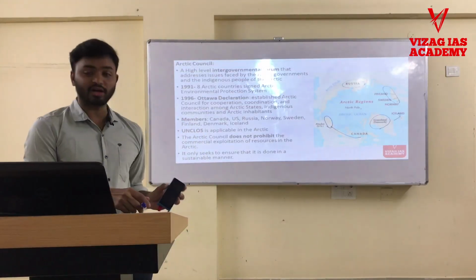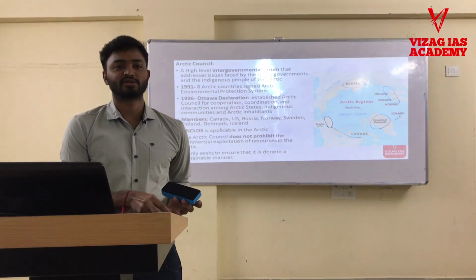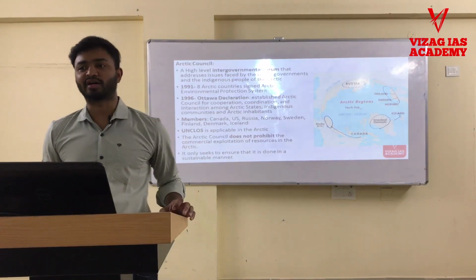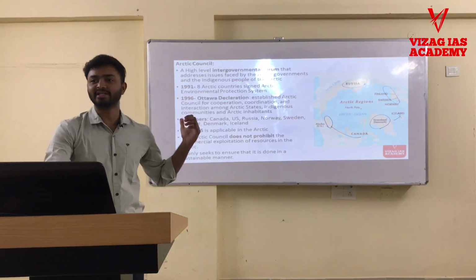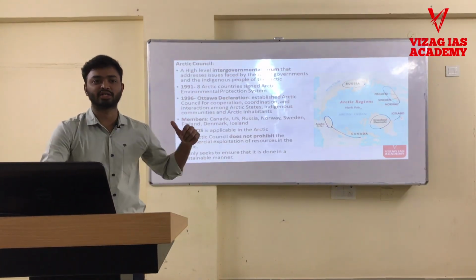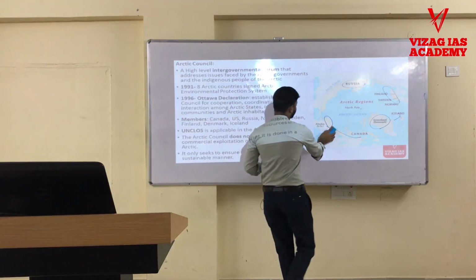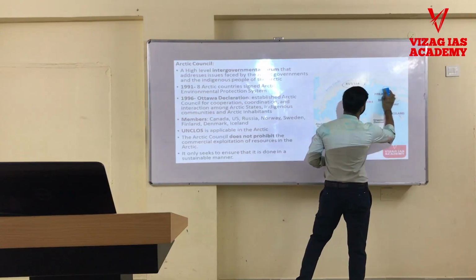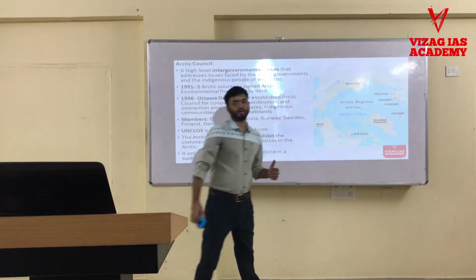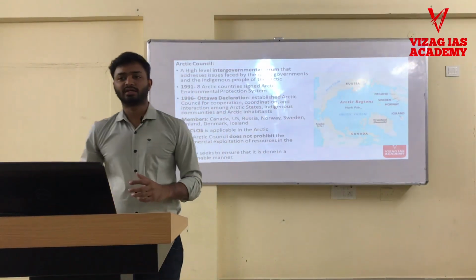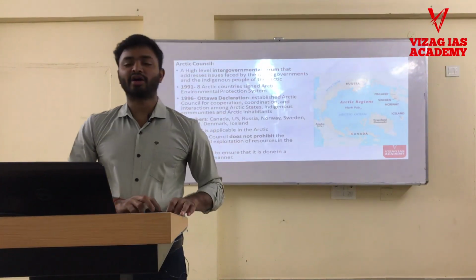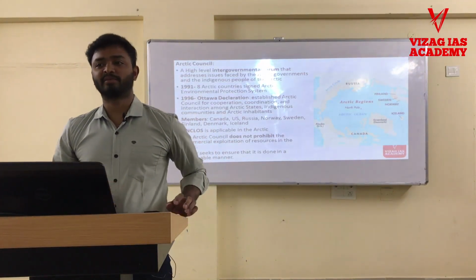This question has already been asked in prelims: which among the following countries are part of the Arctic Council? These 8 countries which surround the Arctic Ocean are the Arctic Council countries. These 8 countries are permanent members of the Arctic Council, whereas non-Arctic countries can be observer members.